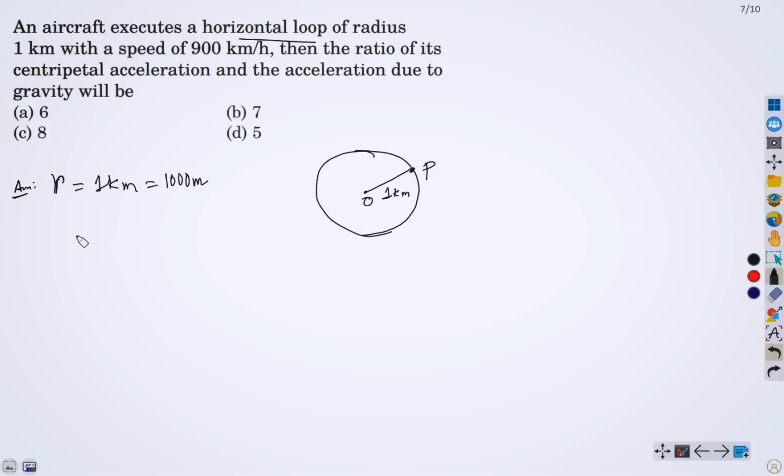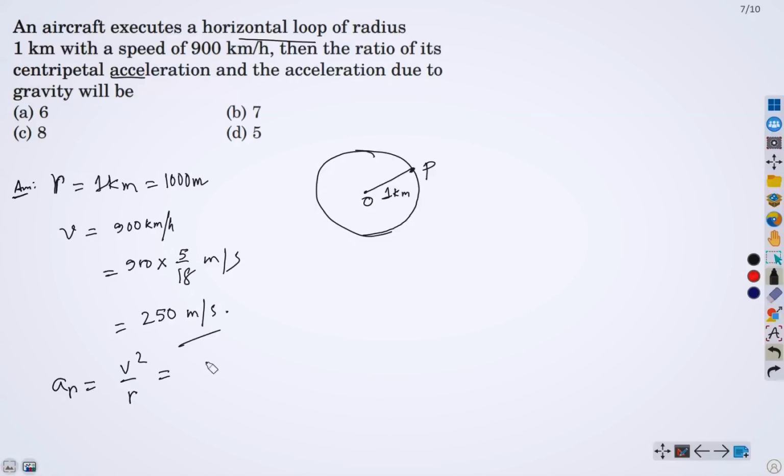And the speed of the aircraft, that is V, is given as 900 kilometer per hour, which if we convert into meter per second by multiplying by 5 by 18, gives us 250 meter per second. So we have V, we have R, we have to calculate the centripetal acceleration, that is AR. Radial acceleration, we know this as V square by R. See, everything now boils down to simply the formula, nothing so difficult.